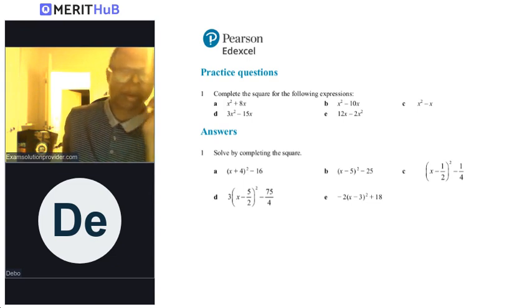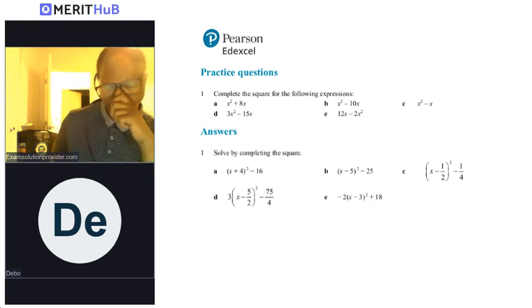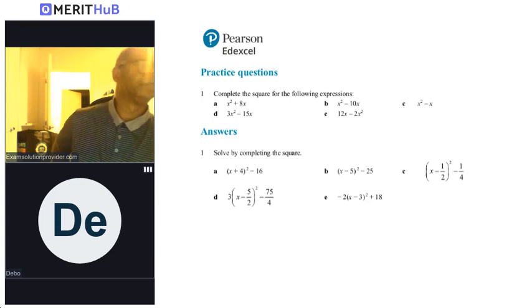So the second part, they want you to solve those. Solve by completing the square, which is effectively what you have done already at the top. So here you need to solve them and find the values of x. Oh, okay, cool.